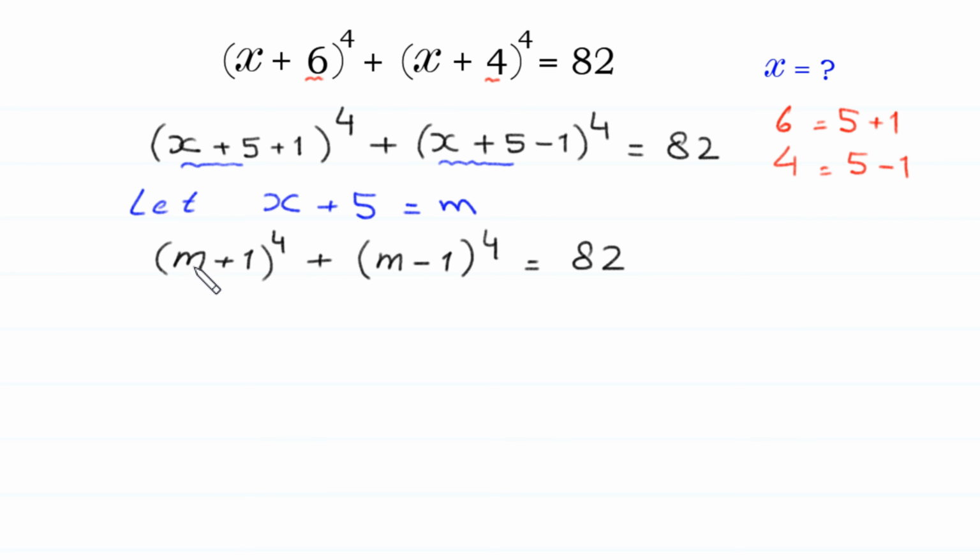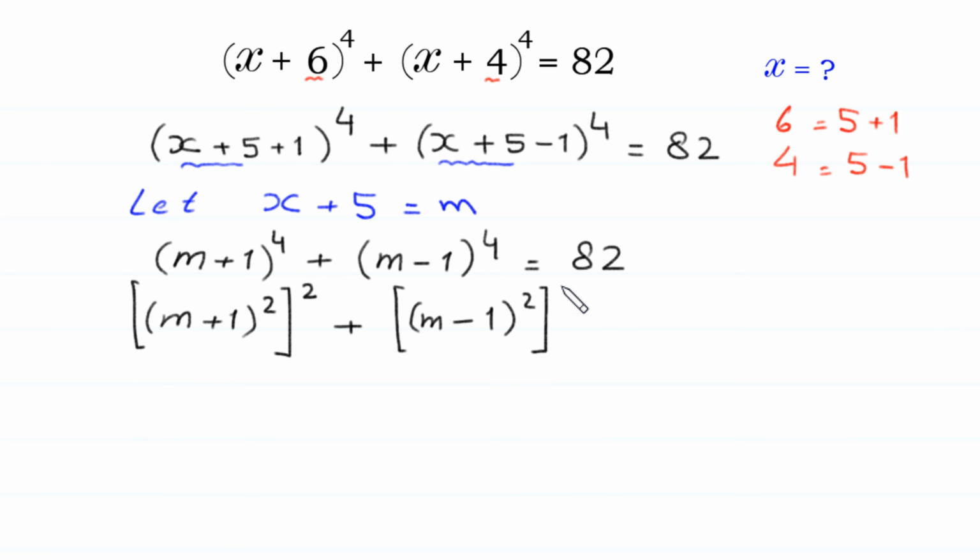Now we can write this (m + 1)^4 as ((m + 1)^2)^2, plus, and we can write this (m - 1)^4 as ((m - 1)^2)^2 is equal to 82.